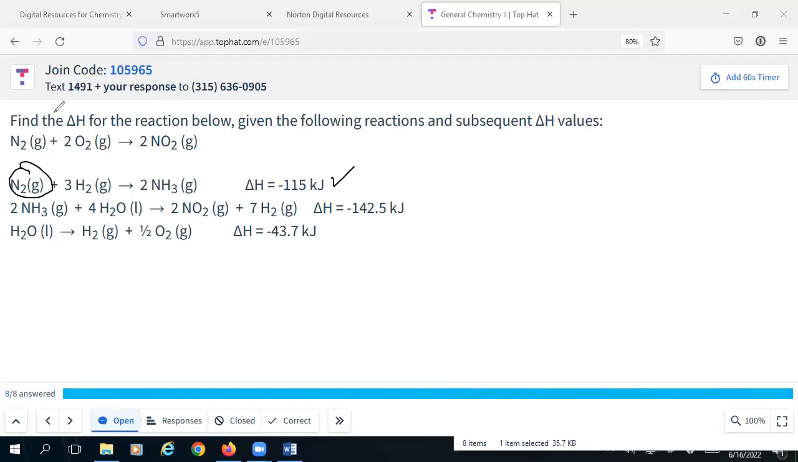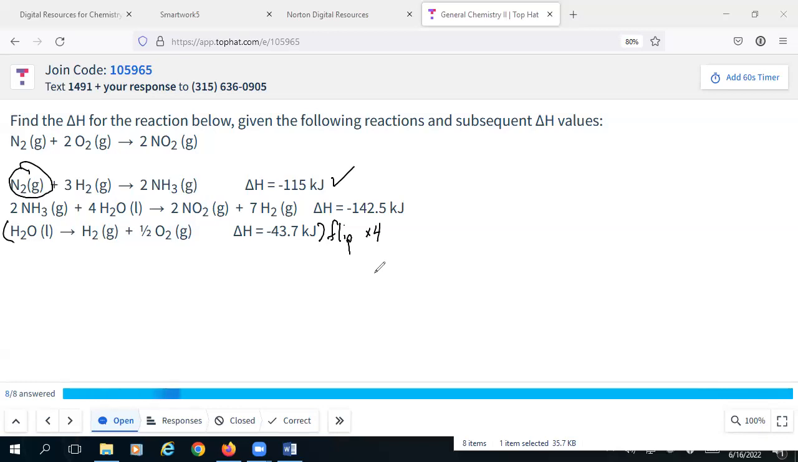I also need oxygen. So the oxygen I need is in this third equation. There's two problems with it. First of all, it's on the wrong side. And second of all, it's the wrong coefficient. So what I need to do is flip this equation to get it on the right side. And I need to multiply it by 4 to turn the 1/2 into 2.